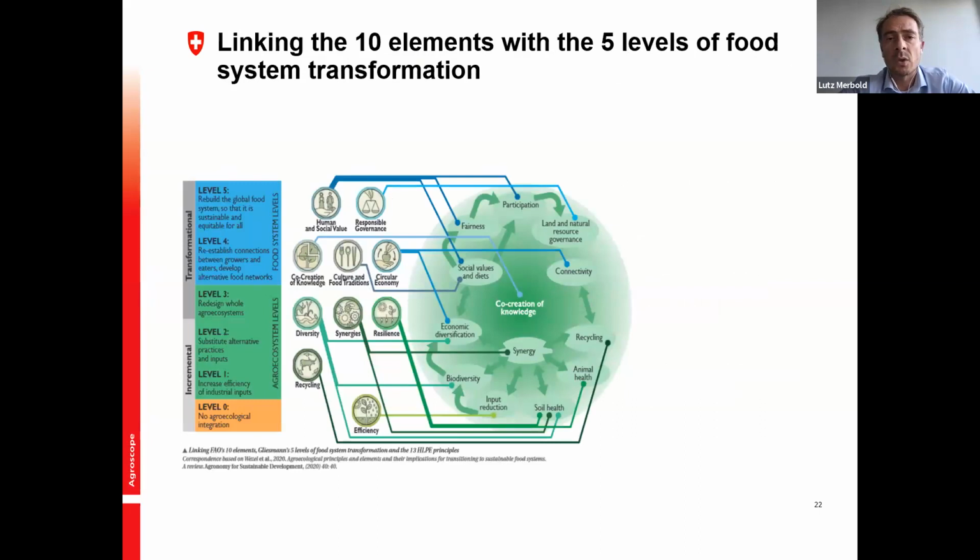And just to confirm on what Madeleine also said, there are different approaches, the 10 elements or the 13 principles, but that figure really nicely highlights how the individual elements or principles actually contribute to tracking the transformation of the agricultural food systems via these different levels. And of course, the different elements, you see them here in the middle, are actually addressing these different levels. And only if you achieve all 10 of them, then you also achieve the level 5 of rebuilding the global food system, which is definitely quite a big challenge.